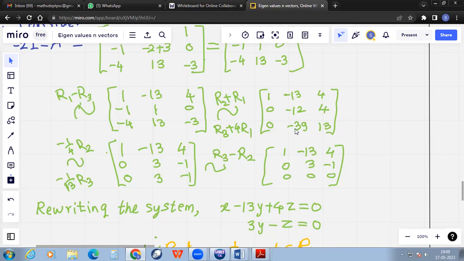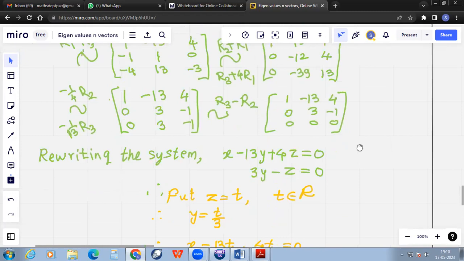So you can see 13 and 39, they are in the same table. That is helpful to us. 4 and 12 belong to the same table, and we take advantage of it. We multiply the second row by minus 1 by 4, and the third row by minus 1 by 13, so that we get this kind of matrix you are watching. Now, the second and third rows are identical. So from R3, let us subtract R2, so that we'll get the bottom row 0.